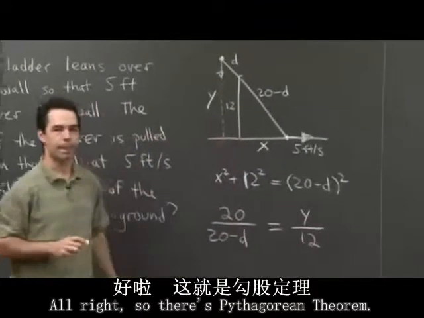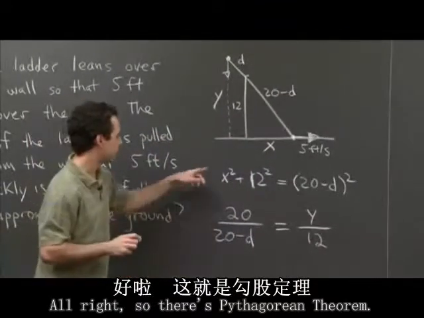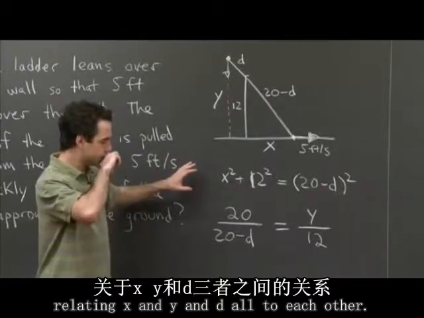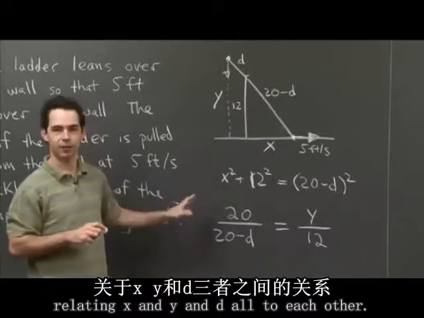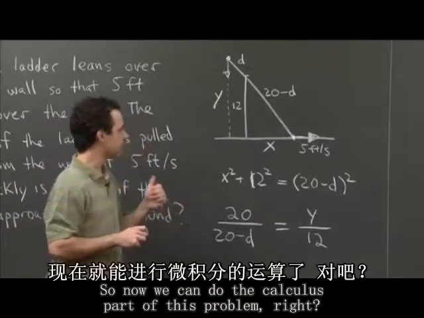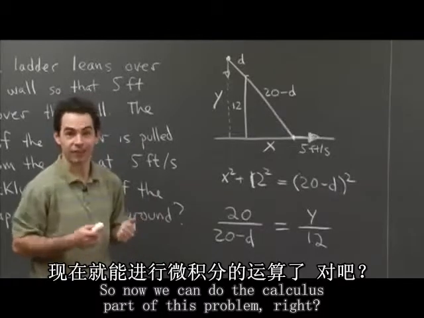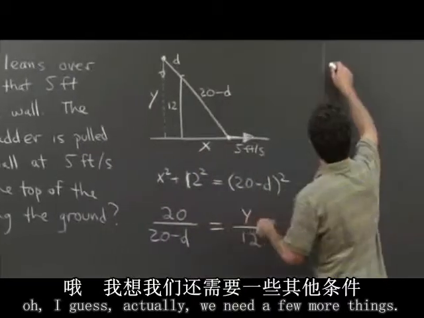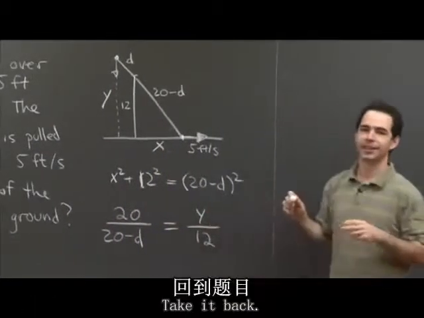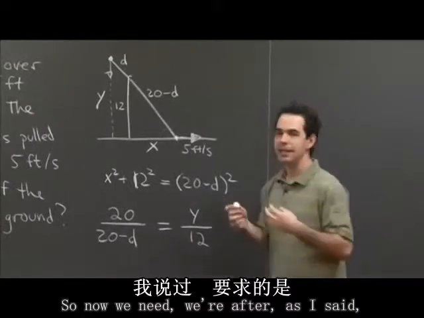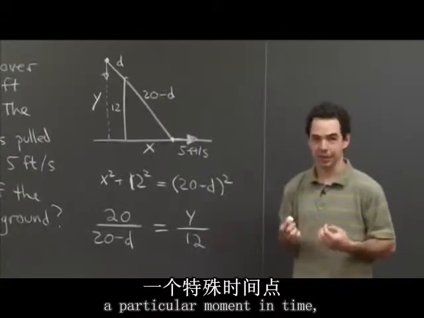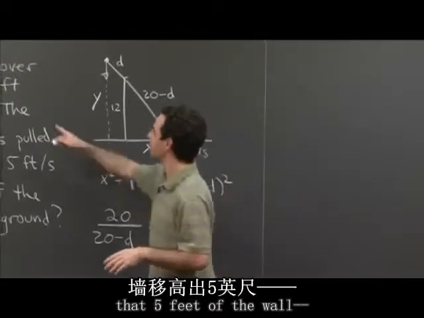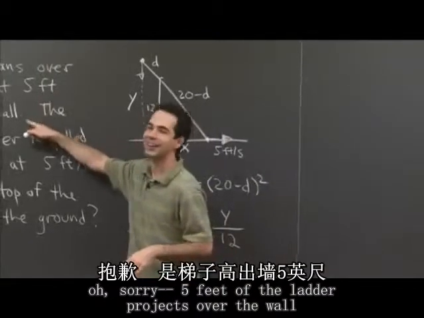Okay. All right, so there's the Pythagorean theorem, there's similar triangles. So we now have the relationships that we're after relating x and y and d all to each other. Great. So now we can do the calculus part of this problem, right? I guess actually we need a few more things. Take it back. So now we need the condition. We're after this at a particular moment in time. I haven't used this one given yet, that 5 feet of the ladder projects over the wall.